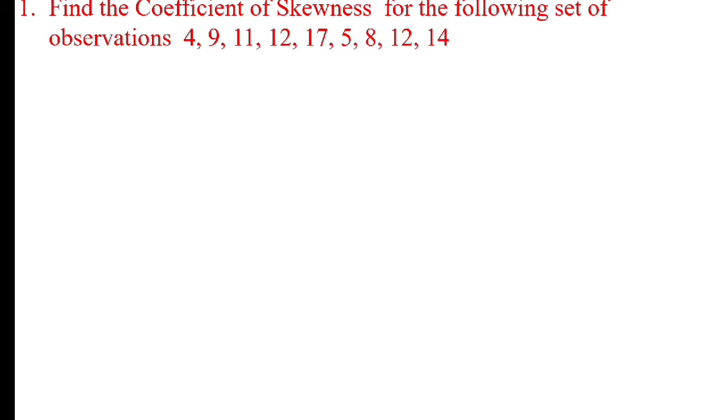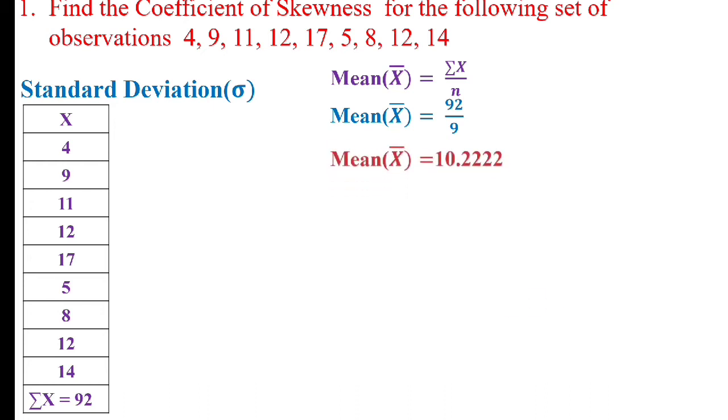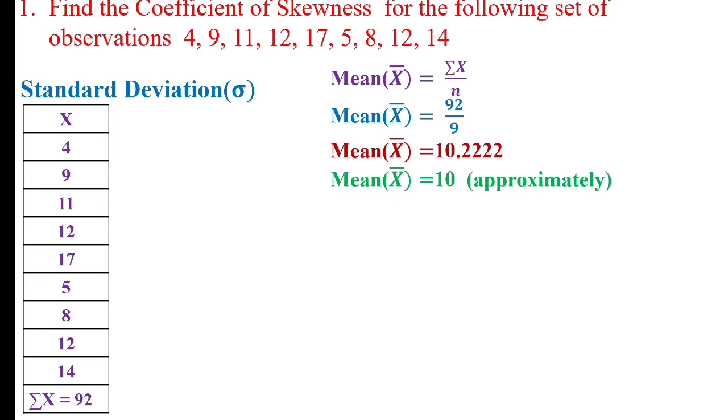The given series is an individual series of observations. First we are going to find the standard deviation. First we write the values in a vertical column. Then first we need to find the mean. Mean equals summation x divided by n, the sum of all the x values: 4 plus 9 plus 11 plus 12 plus 17, 5, 8, 12, 14 added, we get 92. So 92 divided by the number of values, 9, we get 10.22. Here we can take it approximately, to 0 decimal places. We will use mean equal to 10.